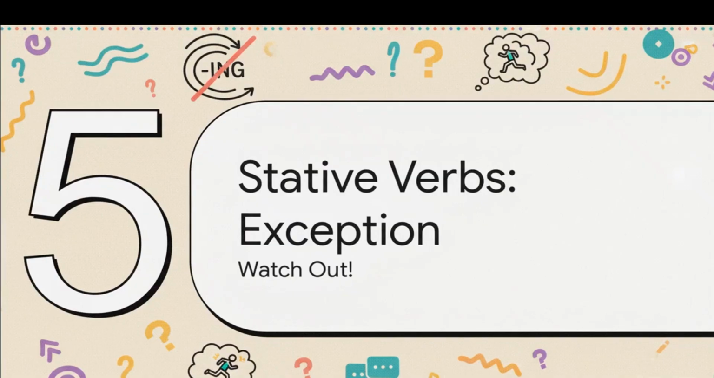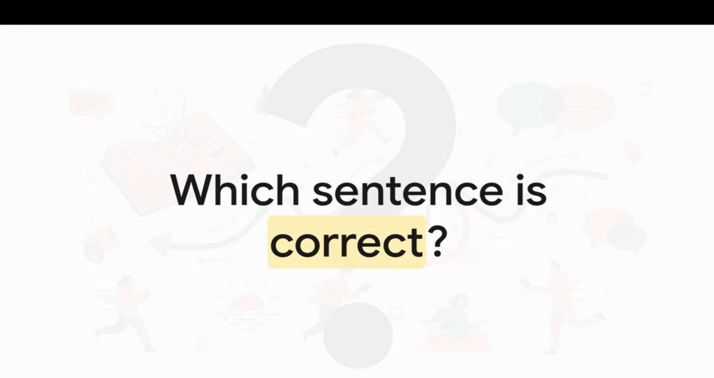Okay, now for a quick but super important rule that's going to save you from a really common mistake. It turns out, not all verbs enjoy being in the -ing form, especially when we're talking about these continuous tenses. So take a look at these. Which one just sounds right to you? Number 1, they were knowing each other well. Or number 2, they knew each other well.